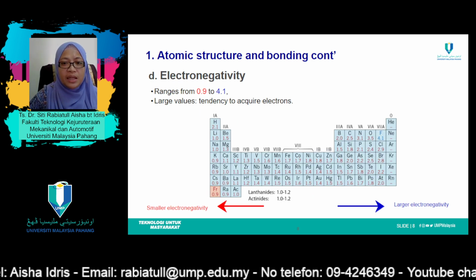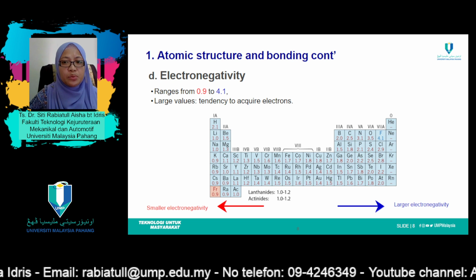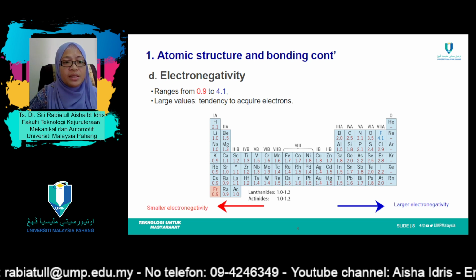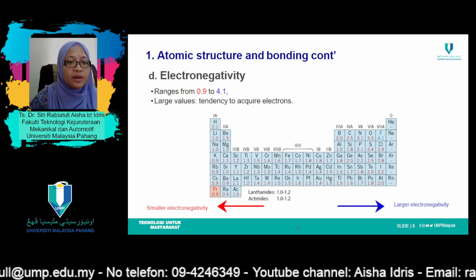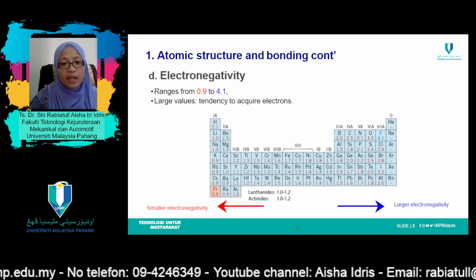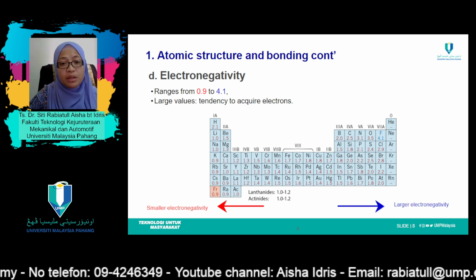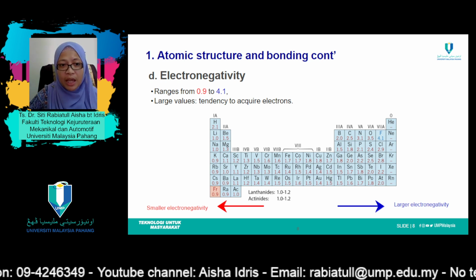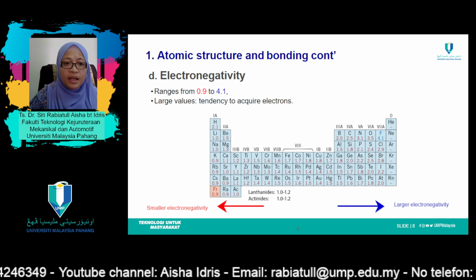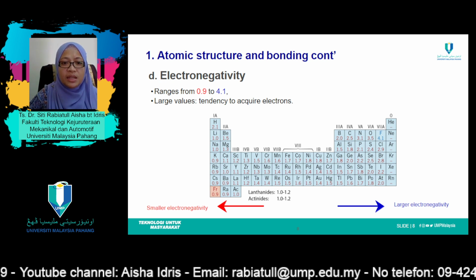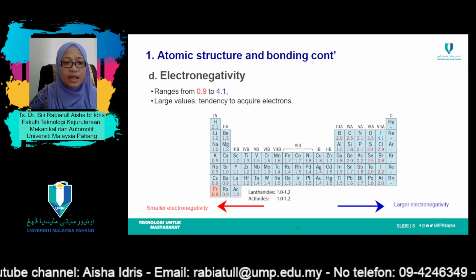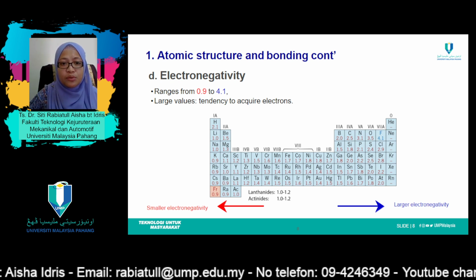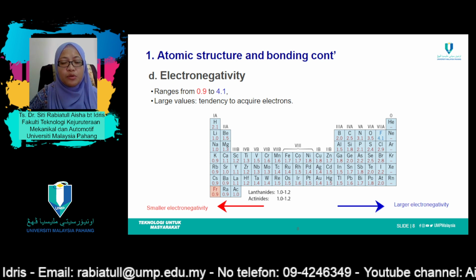And another thing that you need to know in atomic structure and bonding is electronegativity. Electronegativity refers to the tendency of an atom of a given chemical element to attract shared electrons when forming a chemical bond. And an atom's electronegativity is affected by both its atomic number and the distance at which its valence electron resides from the charged nucleus.